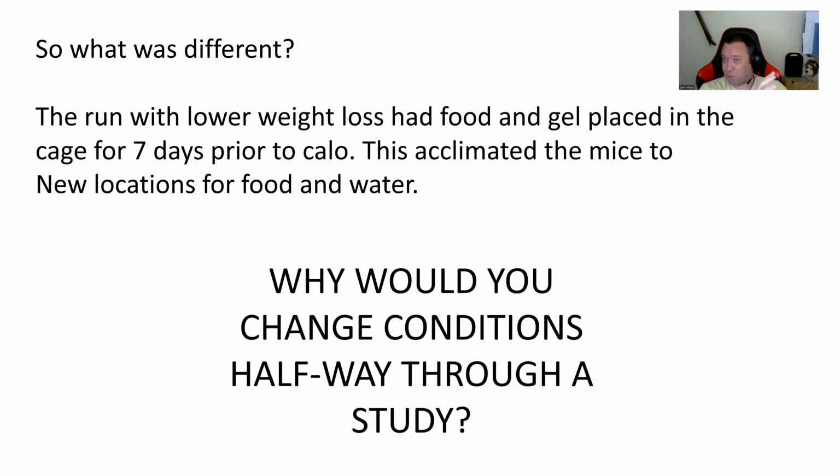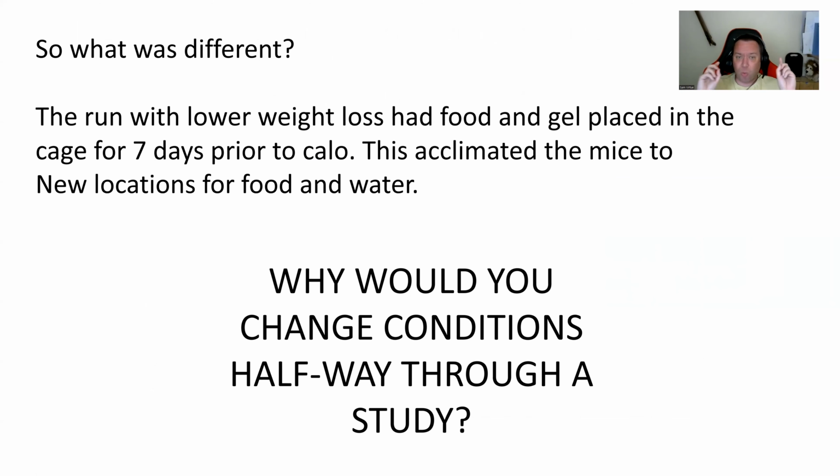And this, by the way, was half wild types and knockouts in the first run, half wild types and knockouts in the second. And the run with the lower weight loss had food and gel patches in the cage for 7 days prior to the calorimetry to acclimate the mice to new locations of food and water. And that was kept in there whilst they were going through the calorimetry. But this raises an obvious question.